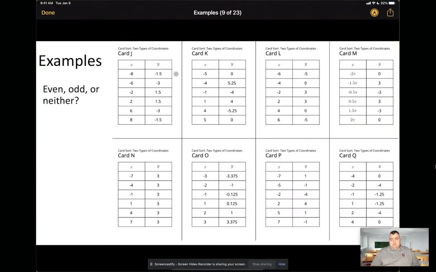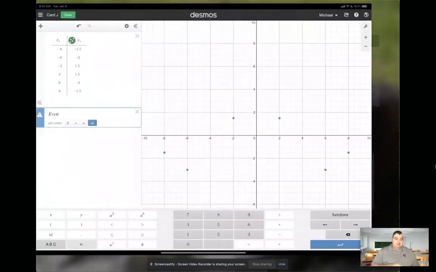So here we have 8 different cards of tables of values, and we want to determine whether each of these is even, odd, or neither of the two. The easiest way to do that is to literally graph these in Desmos. So what I did was I input each of these cards or examples into Desmos, and I'll show you quickly how I did that. So for example, let me pull up Desmos here.